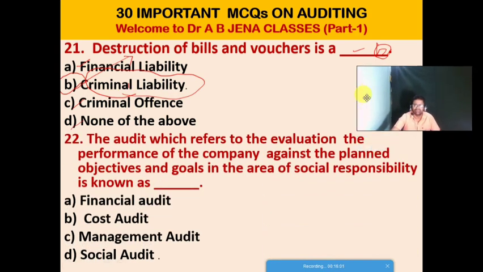So next one, MCQ. The audit which refers to the evaluation of the performance of a company against the planned objectives and goals in the area of social responsibility is known as which type of audit? A. It's a financial audit, B. It's a cost audit, C. It's the management audit, D. It's the social audit. So friends, D is the right option for this MCQ. The audit which evaluates the performance of companies against planned objectives and goals in the area of social responsibility is the social audit. So D is the right option.